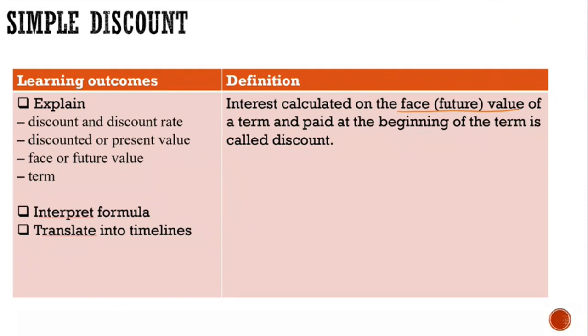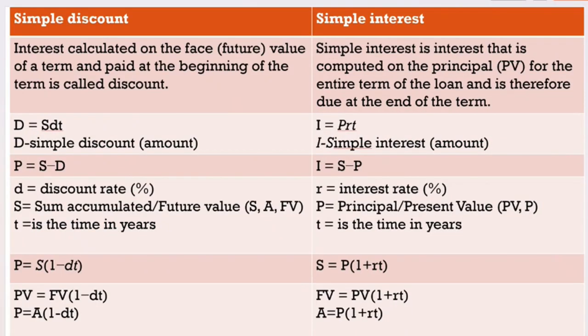Okay. Simple interest, remember, we had S is equal to P into 1 plus RT. Simple interest is when it's calculated on the present value. Okay, with this one, it's the other way around. Okay, so you need to put these two against each other. Here are the formulas. Just for revision, make sure you've got these two formulas against each other so then you don't make any error.